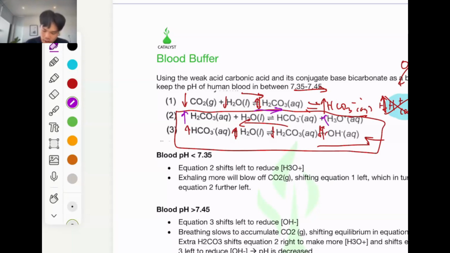But actually, you could think about it in terms of both equations at the same time. You could say if I increase H2CO3, it's going to have to shift left in this equation to bring it back down, which increases H2O and CO2, but also shifts right in this equation at the same time to bring up HCO3 and up H plus. So you can really say it's going to shift both equations away from the H2CO3. Yeah, that makes sense.